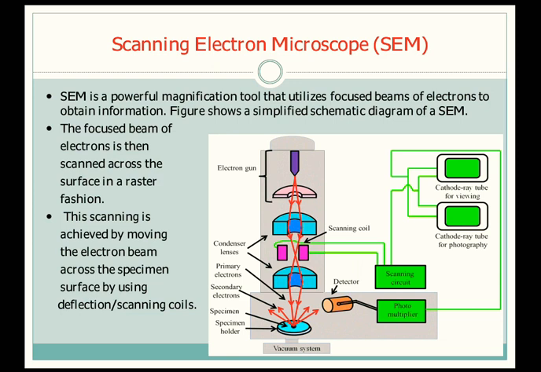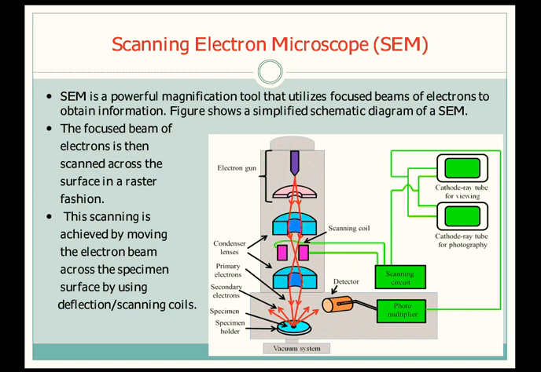The figure shows a simplified schematic diagram of an SEM. You can see in the figure the specimen which we have to see is placed on the specimen holder in the bottommost position. The focused beam of electrons is then scanned across the surface in a raster fashion. This scanning is achieved by moving the electron beam across the specimen surface by using deflection or scanning coils.